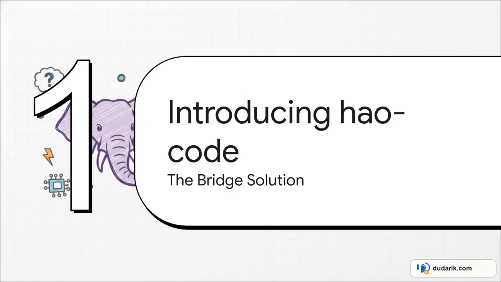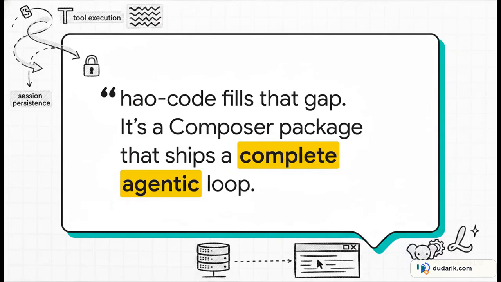Which brings us to Section 3, introducing hao-code, the long-awaited bridge solution. The source article puts this perfectly, stating, quote, hao-code fills that gap. It's a composer package that ships a complete agentic loop, end quote. I mean, this is literally the missing link. It gives you a multi-turn agent with full tool execution, streaming, session persistence, and abort control right out of the box for PHP. It even installs as a global CLI, giving you an interactive REPL so you get that highly sought-after authentic Claude Code terminal experience without ever having to leave your native PHP ecosystem.